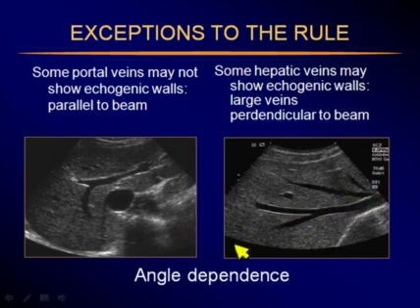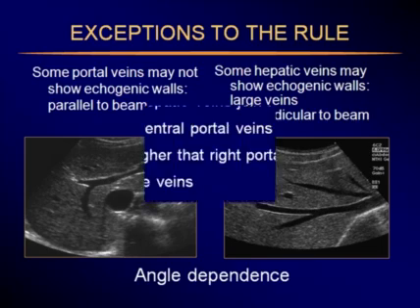Well, it is true that some hepatic veins may show echogenic walls. That's because they're large veins and they have thick walls, so they do have reflectivity, but also in this case, this vein is completely perpendicular to the sound beam, and that's the best angle for B scanning, therefore we see the hepatic vein wall. So two exceptions to the rule explained by angles.